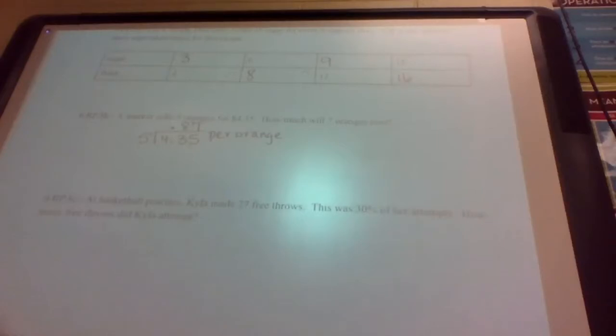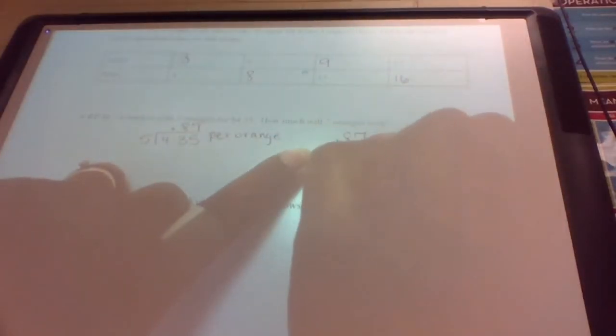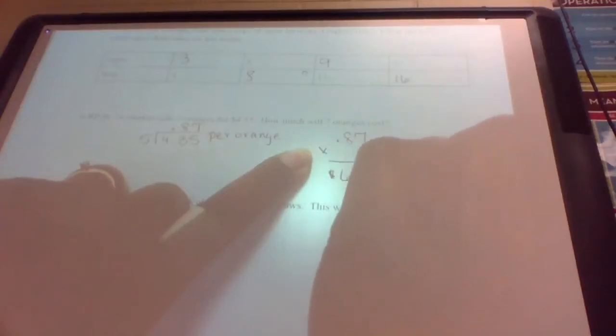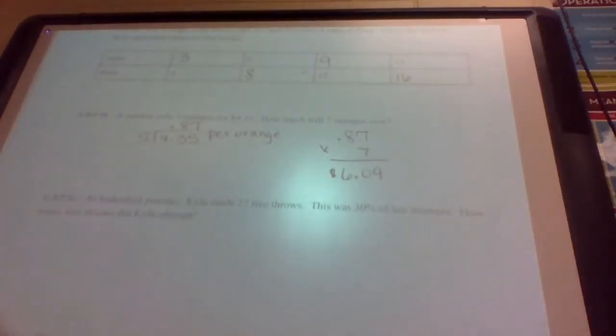So, Jakarian, what do we do after we figure out the cost of 1 orange? You multiply to find the cost of 7. So that's 87 cents times 7, which is $6.09. That's the answer to number 2. 7 times 7 is 49. Carry your 4. 8 times 7 is 56 plus 4 is 60.